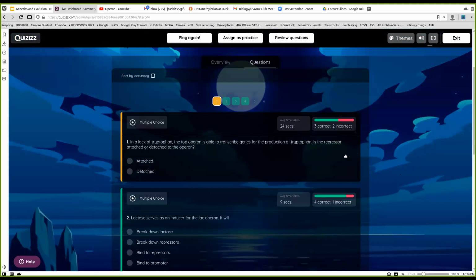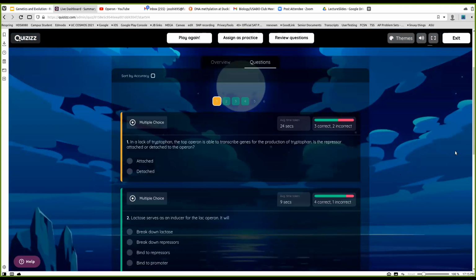Number one was: in lack of tryptophan, the trp operon is able to transcribe genes for the production of tryptophan. Is the repressor attached or detached to the operon? This one's asking about the trp operon, the tryptophan production one. In the presence of tryptophan, you're not going to be creating more tryptophan, right? So when you have tryptophan, it's going to act on the repressor to bind to the operon.